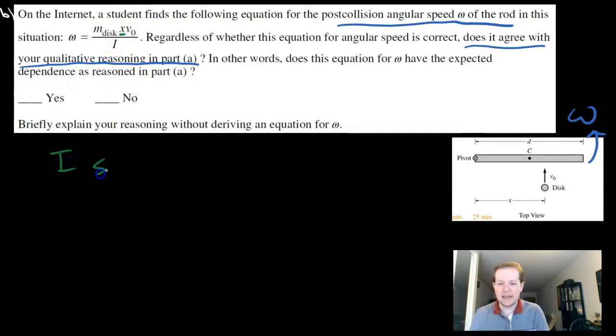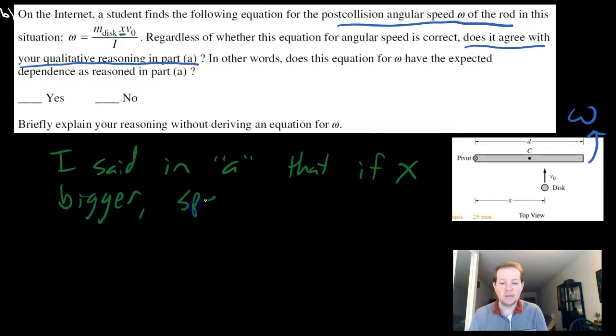So I said in A that if x is bigger, speed is bigger. Okay, I'm not using the word "it" or anything, am I? Maybe I'll put down omega so they know what I mean by speed.